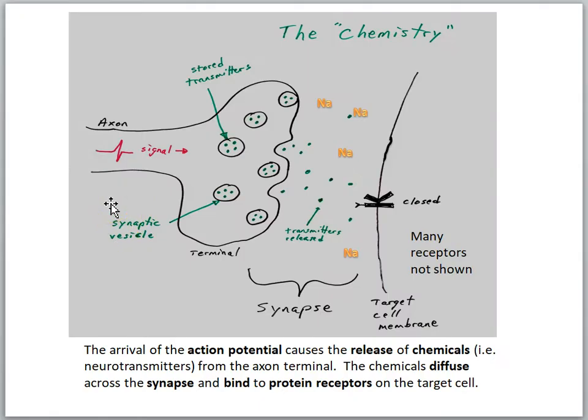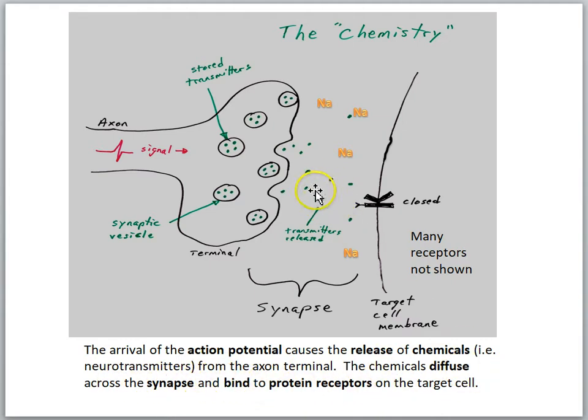So now let's go through the process step by step. We have an electrical signal arriving at the terminal, and in the next lesson we'll figure out how that electrical signal travels down the axon to the terminal. But the electrical signal gets to the terminal, and the effect of that is that these vesicles move towards the terminal membrane and fuse with the membrane, dumping their contents, the neurotransmitters, into the synaptic space. So the arrival of the action potential causes the release of chemicals from the axon terminal, and the chemicals diffuse across the synapse and bind to protein receptors on the target cell.